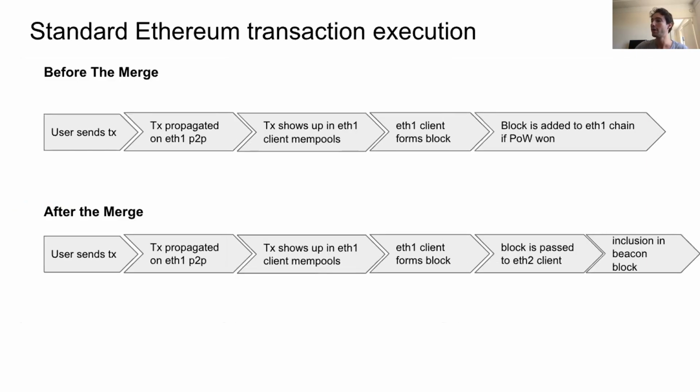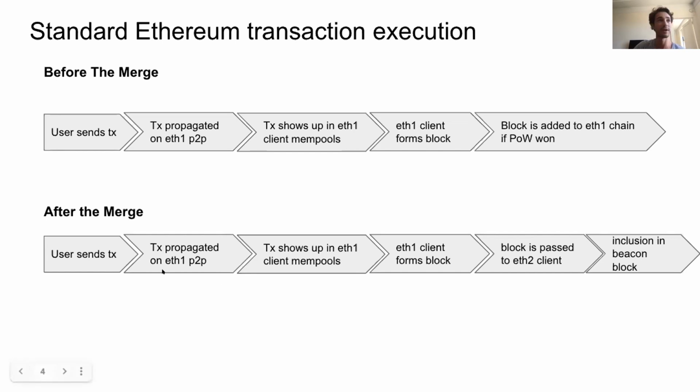And so if we go through the standard Ethereum transaction execution before and after the merge. Before the merge, a user would send a transaction. The transaction is propagated on the ETH1 P2P layer. The transaction shows up in an ETH1 client mempool. A client would be node software that a miner would run, for example, with some transaction ordering interface and mining interface. An ETH1 client would form a block, and then the block would be added to the ETH1 chain should the miner win the proof of work lottery. And then what's not mentioned here is, as other blocks are built on top of that one, there's probabilistic finality that's reached.